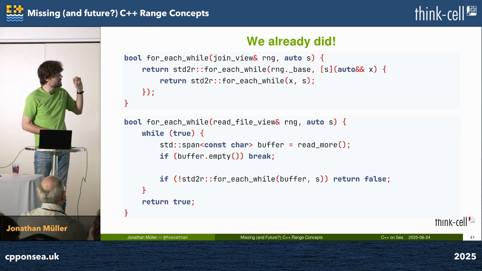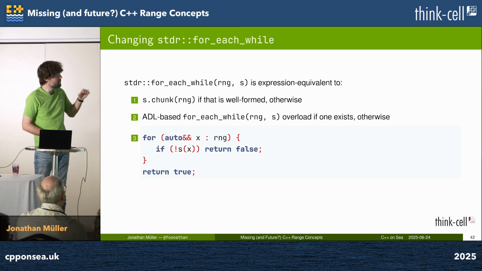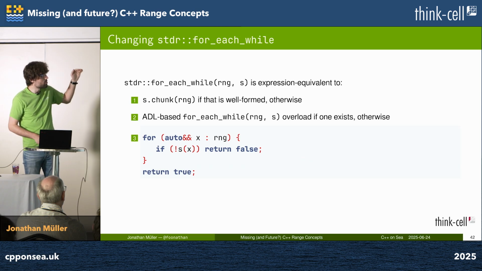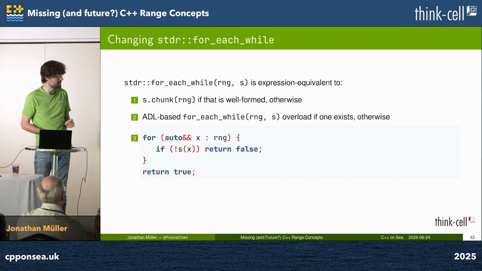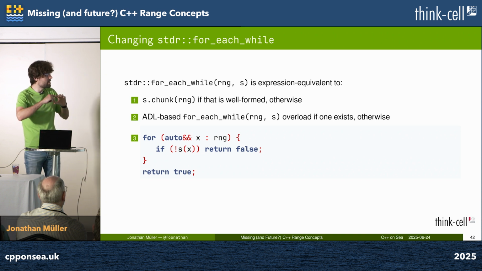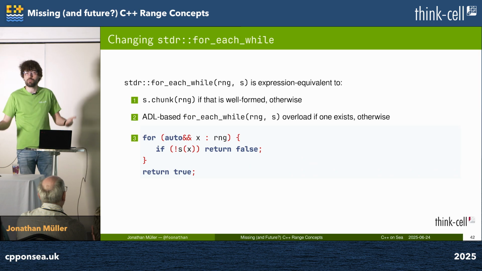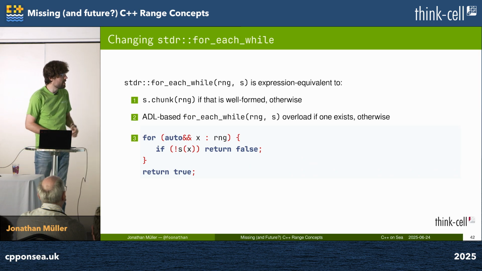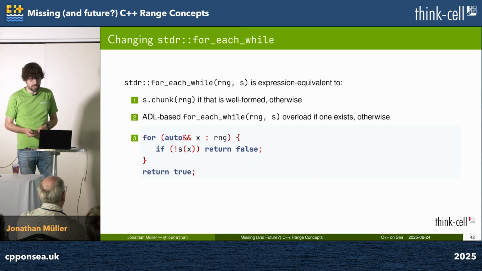So with a very simple tweak, we can actually have access to that. If we change our for each while to first call a special chunk member function on the sink, if it exists, then this means the sink knows how to handle the entire range at once and do a specialized algorithm. And otherwise, we use the customization point, and otherwise, we use the default implementation.